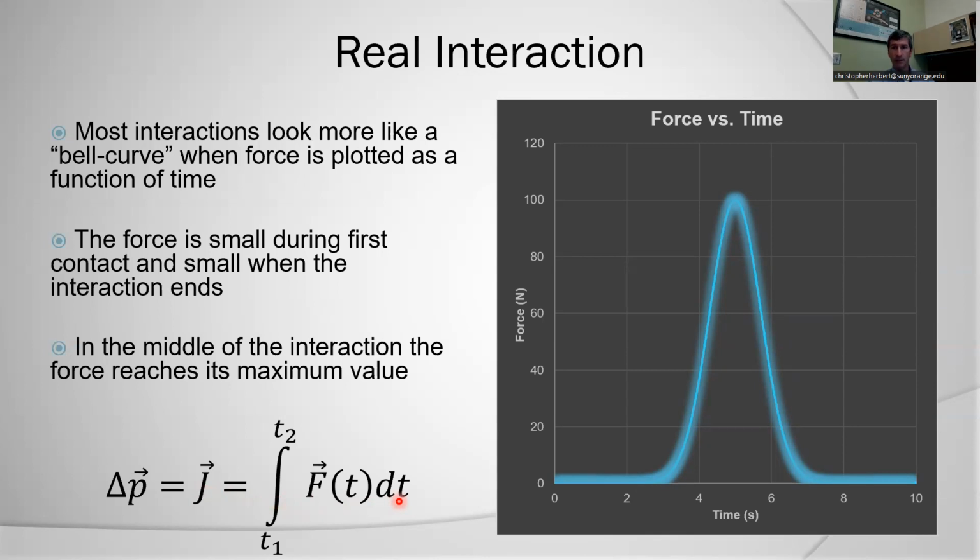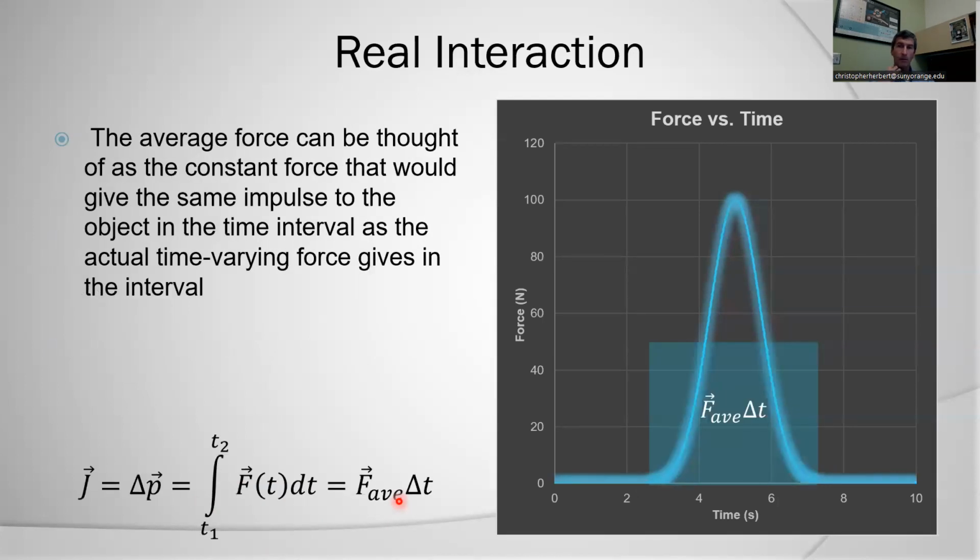And if we can integrate that function, we can come up with a value for the change in momentum. Now, we also say that, yes, we've got a time varying force right here, but if we take the average force over time and multiply it by my change in time, again, first contact was made at about 3 seconds, then final contact was lost at about 7 seconds.